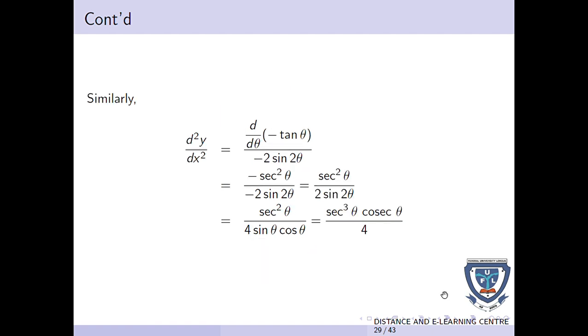Similarly, the second question, which is to find the second derivative: you now differentiate the first derivative again, and this is what you're going to get, and the final answer will be sec cube theta cosec theta all over 4. The reason being that some trig functions here will play a role in this denominator.